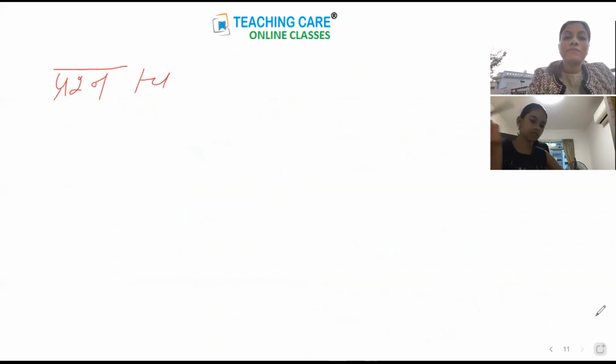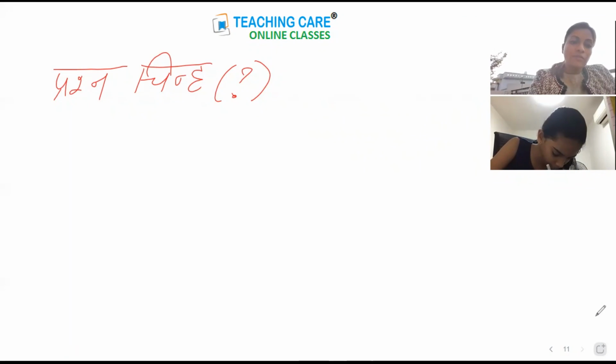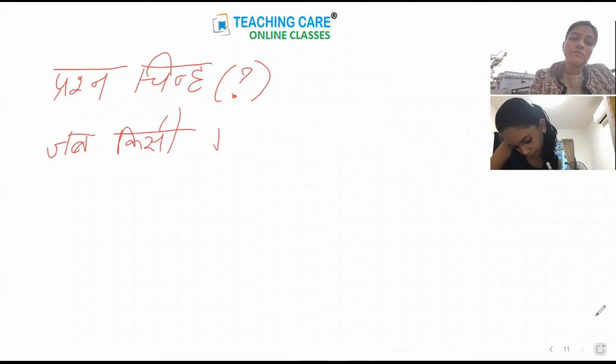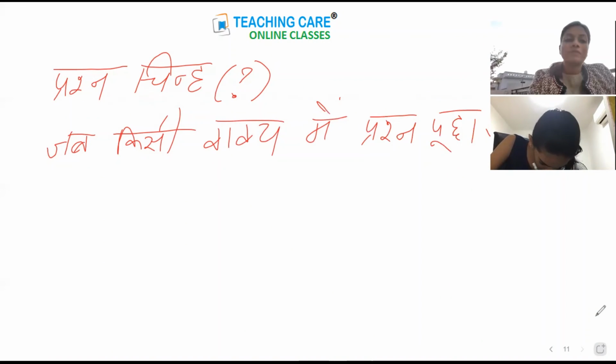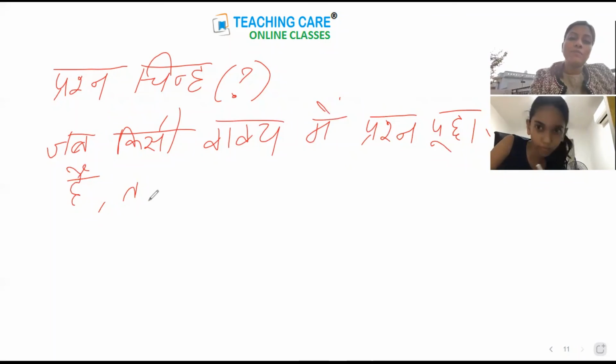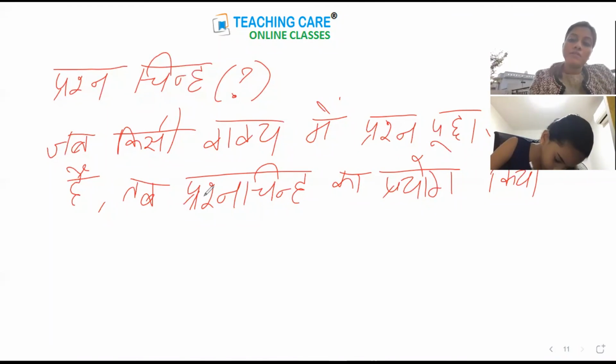Next. Next type is Prashna Chin. Prashna Chin means question mark. Very simple, I guess. Can write definition. Jab kisi vakya mein prashna pucha jata hai, tab prashna chin ka prayog kiya jata.